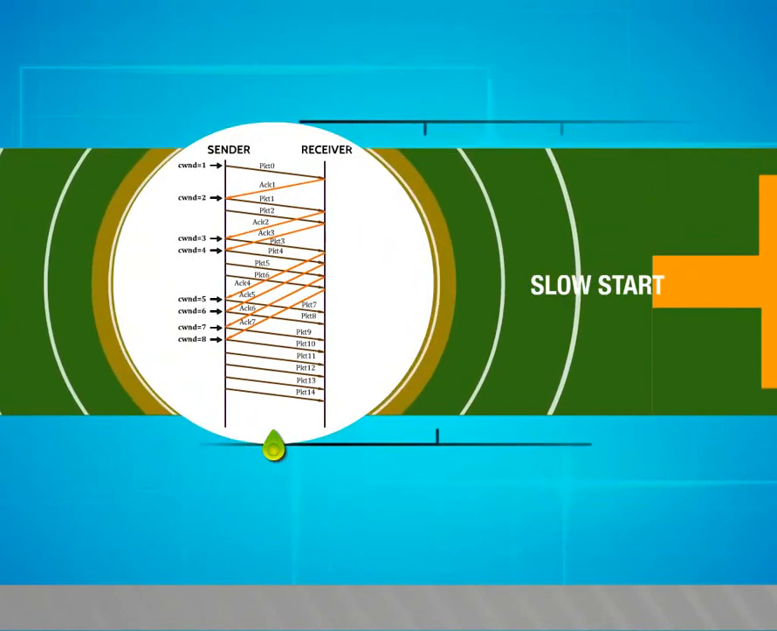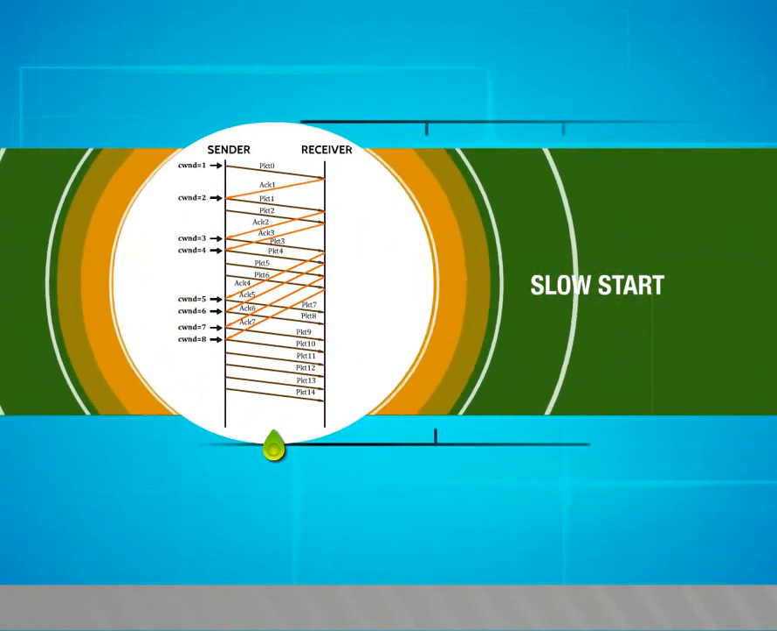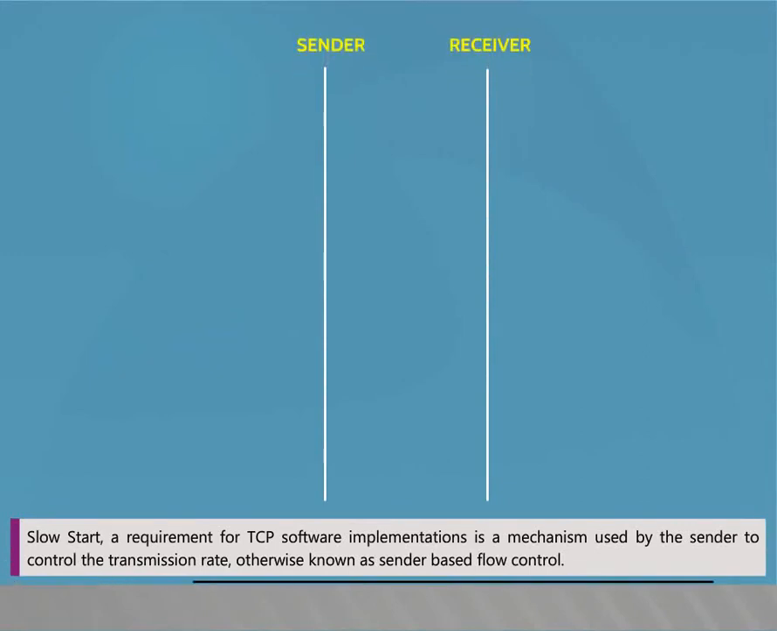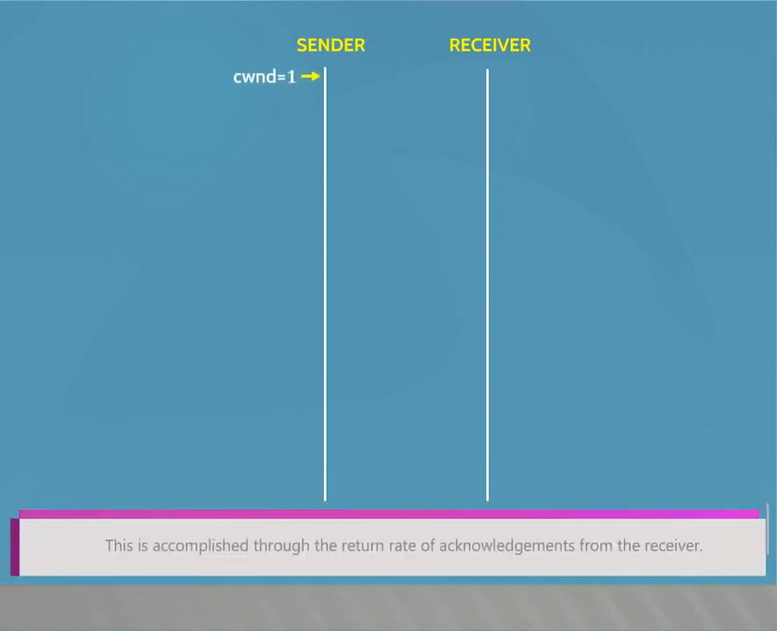Slow start. In this video, we are going to see about slow start. A requirement for TCP software implementation is a mechanism used by the sender to control the transmission rate, otherwise known as sender-based flow control. This is accomplished through the return rate of acknowledgements from the receiver.